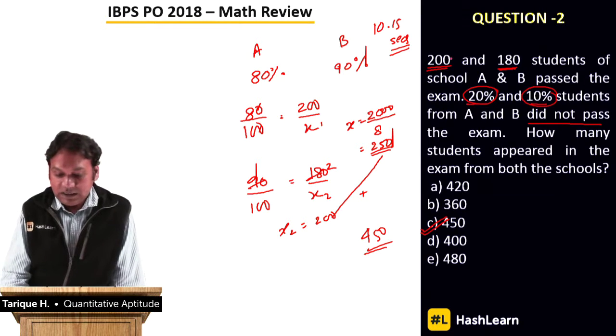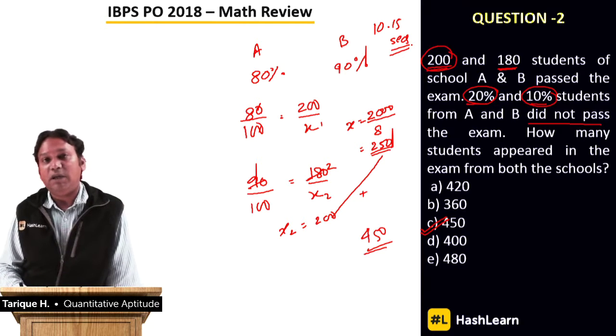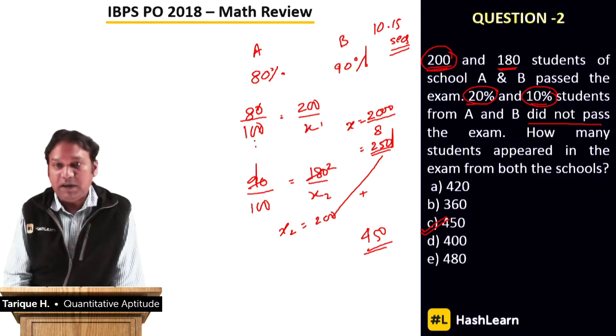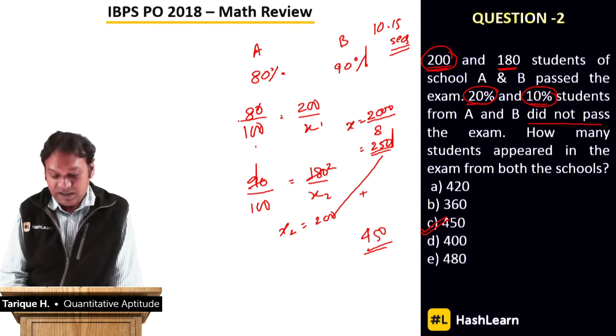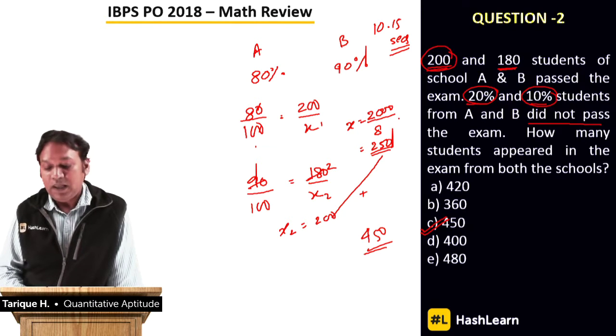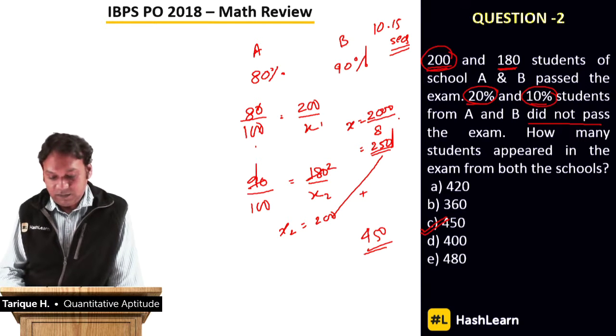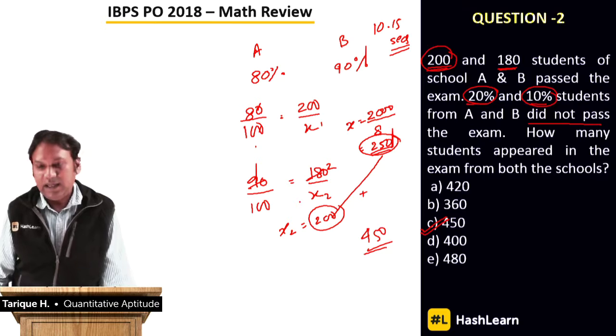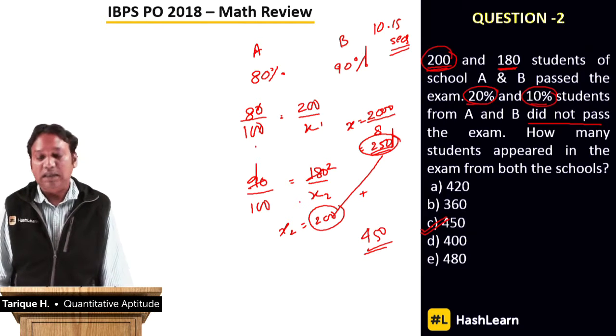So 80% is equal to 200, so 100% will be equal to how much? And that I am finding out directly by comparison. I'm using this comparison technique to quickly get the answer. Similarly, if 90% is equal to 180, then 100% will be equal to how much? I get these two values, 250 and 200. And then I add these two values to get the answer 450.